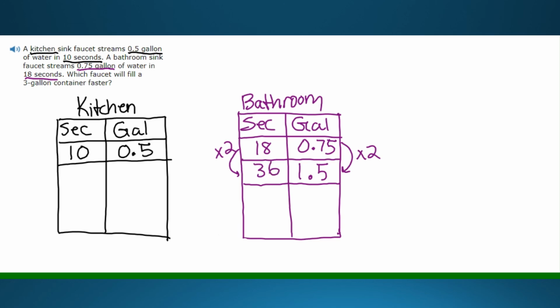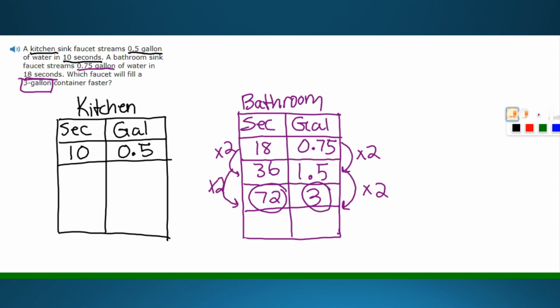All right, so remember, we're trying to get gallons to 3. So I'm going to continue focusing on bathroom. Well, what do I need to do to 1 1/2 to get it to 3? Well, I need to multiply that by 2 again, which will give me 3. And then I'm going to do the same thing to this side. Well, 36 times 2 is 72. So I know for the bathroom, it will take 72 seconds to fill up 3 gallons.